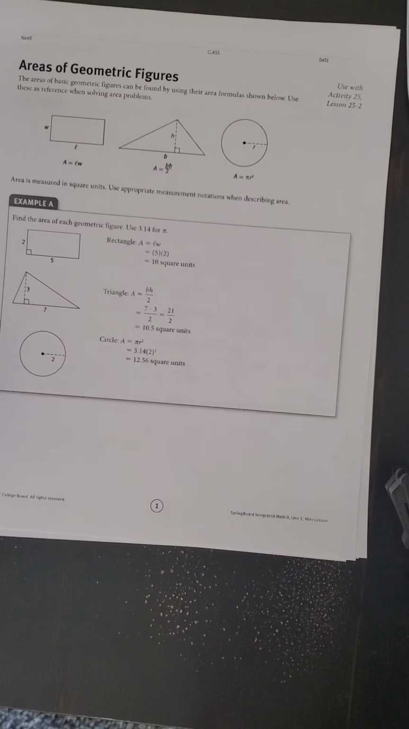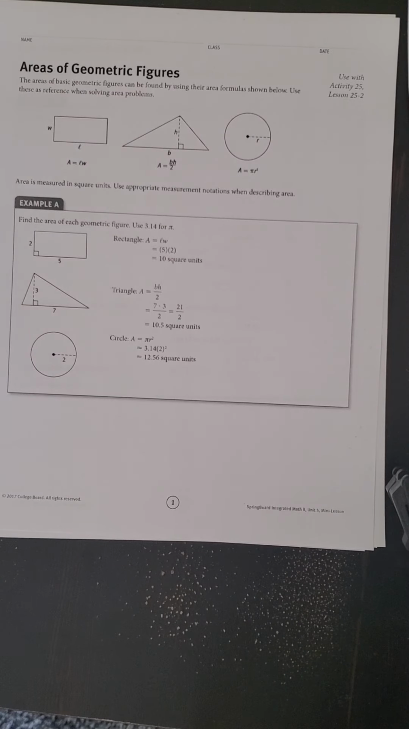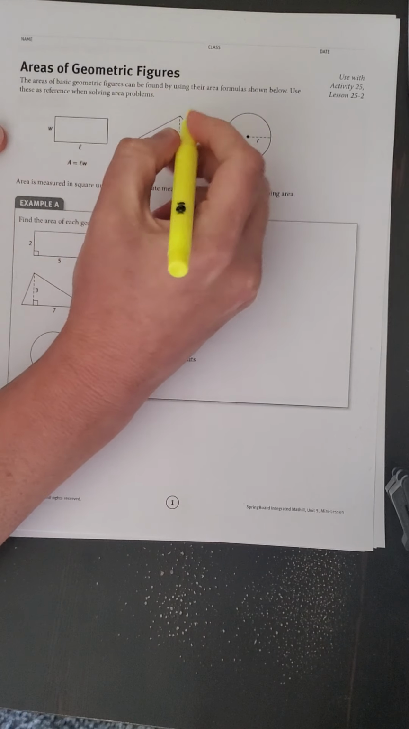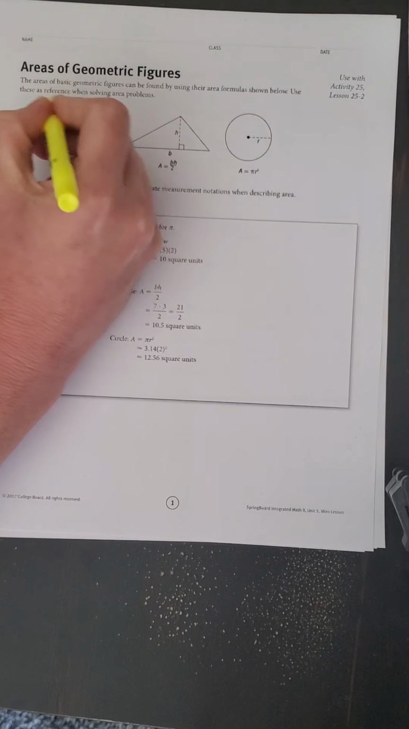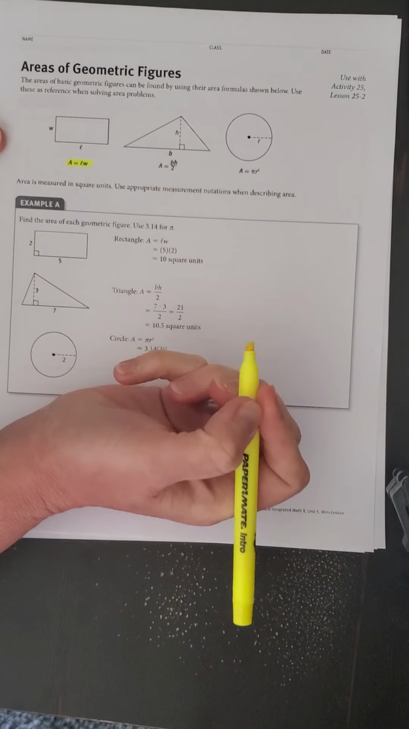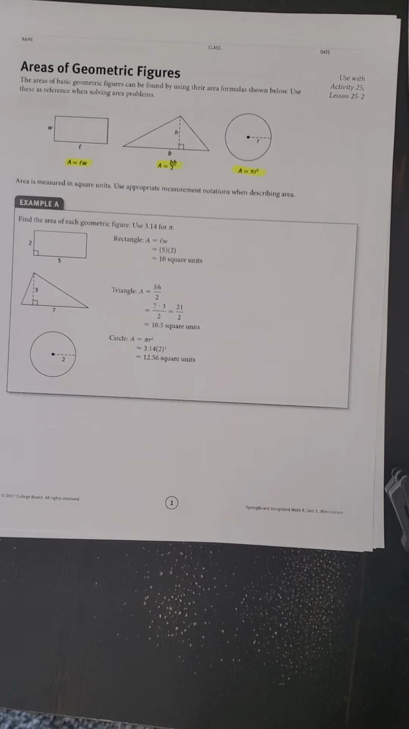All right, so the first part right here, it says, the areas of basic geometric figures can be found by using their area formulas as shown below. So use these as references when solving area problems. So we need to understand the difference between area and perimeter. So here's three formulas that they're giving us.